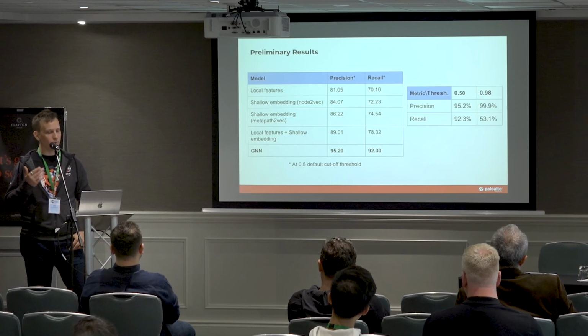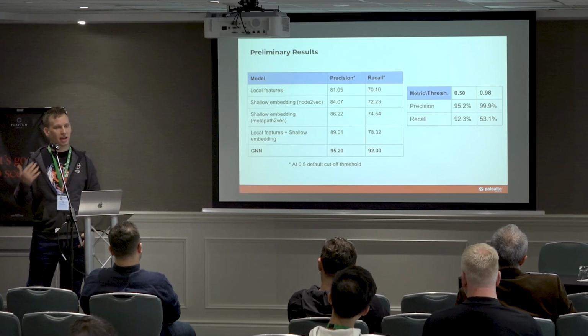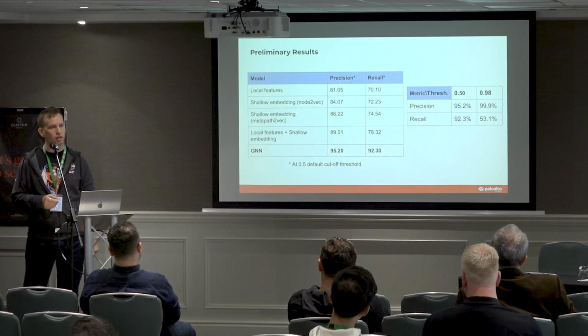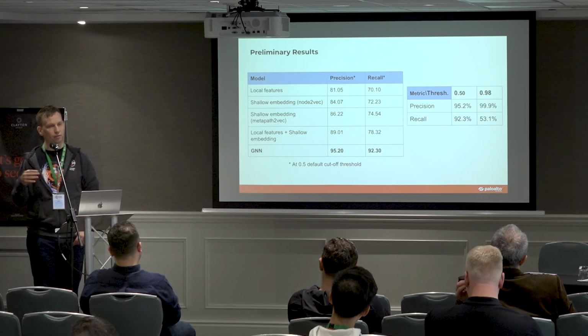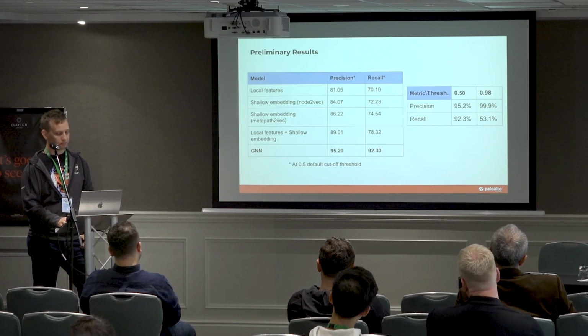We find that our approach has 95% precision and 92% recall. Most of our applications need a higher precision because it's still a lot of false positives. So we can tune the threshold, and on the right you can see that we can have over 99.9% precision with still over 50% recall. So it can be a very precise classifier.